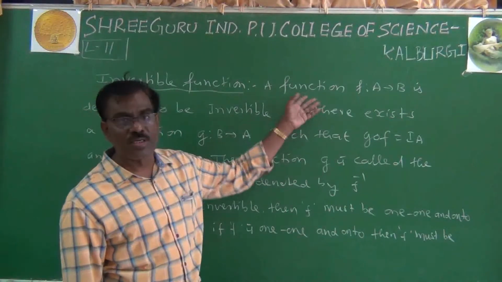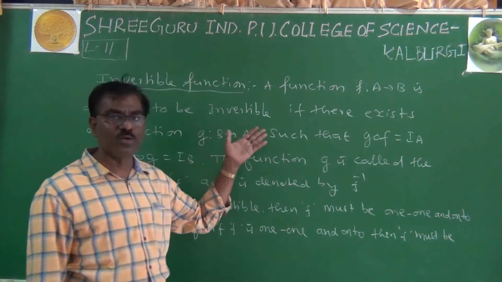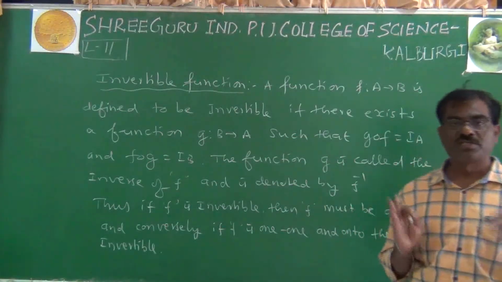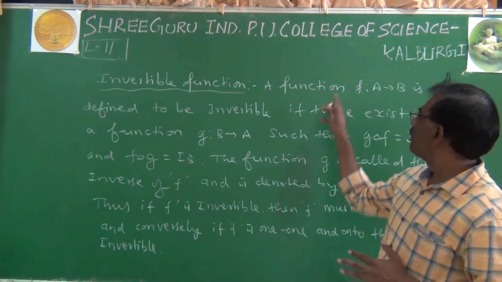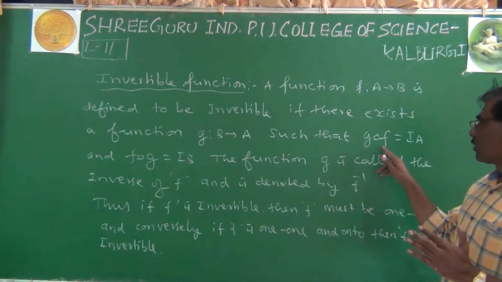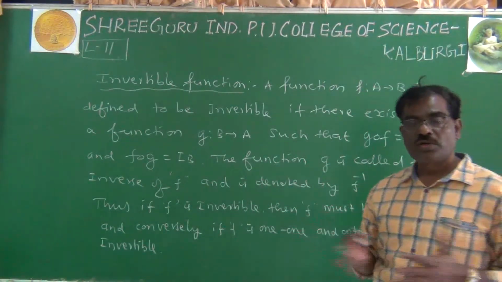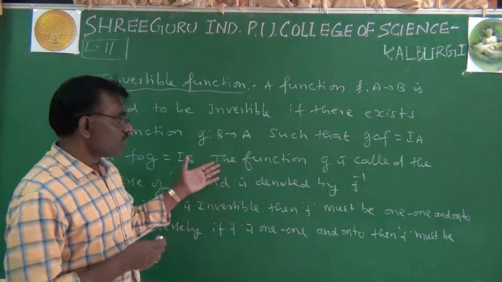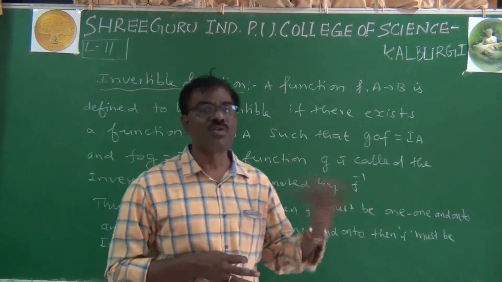The function f from A to B is said to be invertible, then there exists another function g from B to A, so that g composition f equals I suffix A and f composition g equals I suffix B. The function g is called the inverse of f and it is denoted by f inverse, so g equals f inverse.